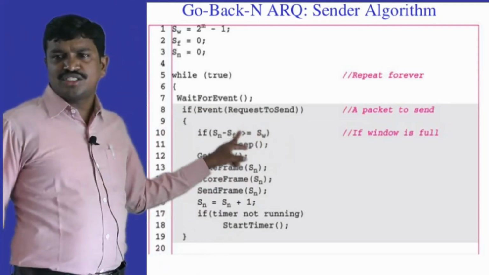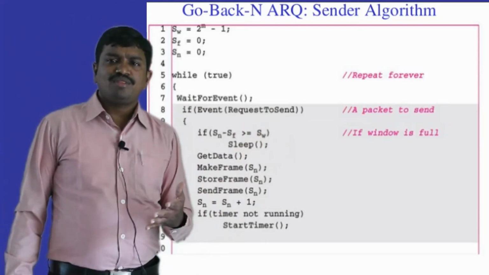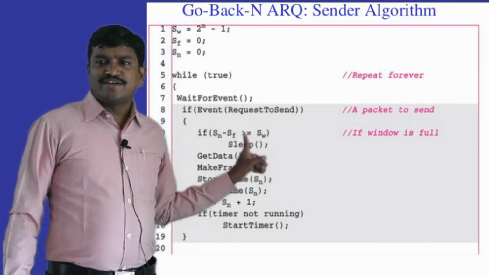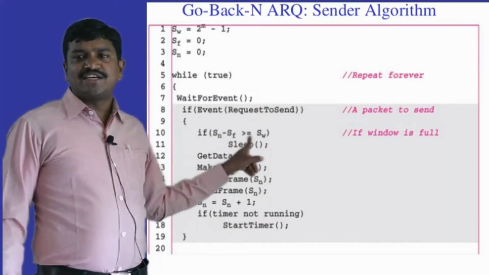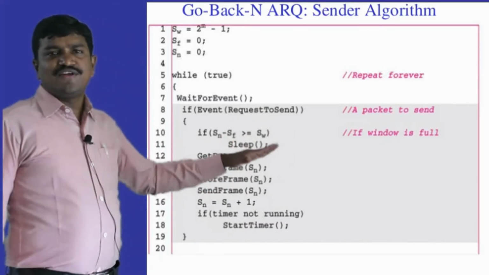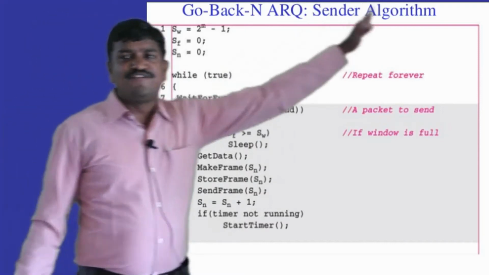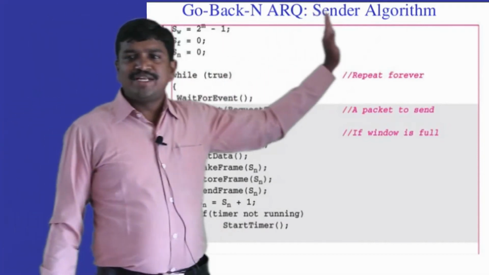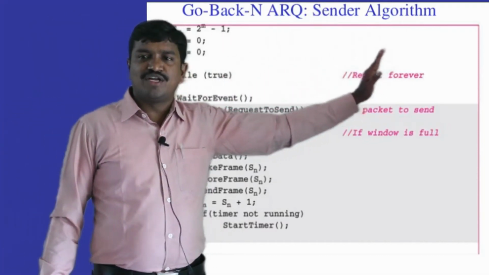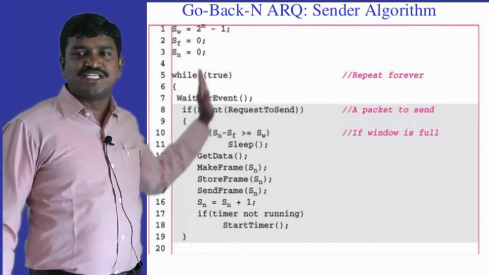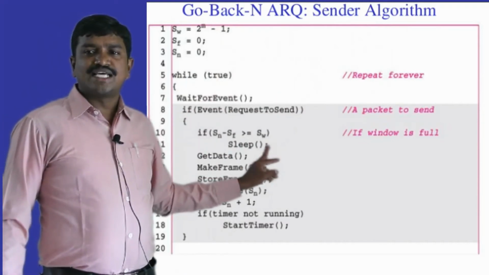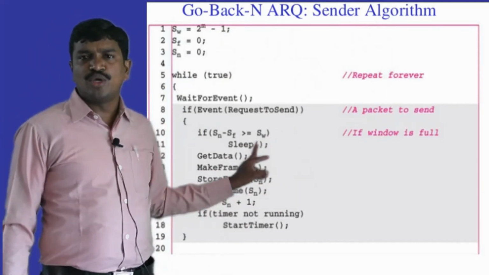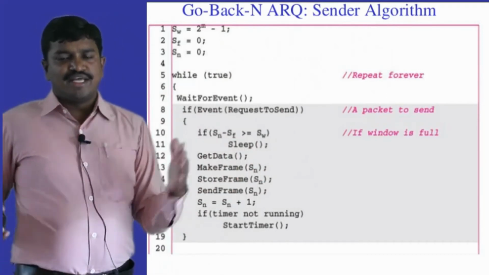The first condition is, how do we calculate whether the window is full or not? We have two variables, as I already told you: SF and SN. SN minus SF is equal to SW, meaning SF is at 0 and SN is at 15. SF means the first outstanding frame, which is sent and awaiting acknowledgement. SN means the next frame to be sent, which is 15. The difference between these two variables is equivalent to the sender window size. In that case you are not supposed to send any frame. That's the reason it goes into a sleep state. And if it is not, then there is scope to send.